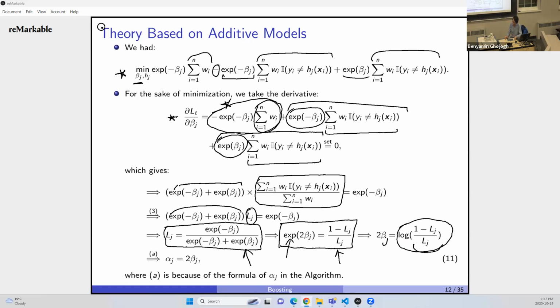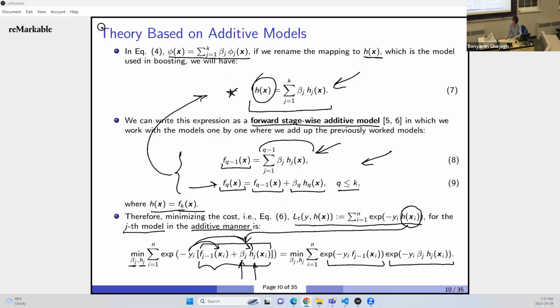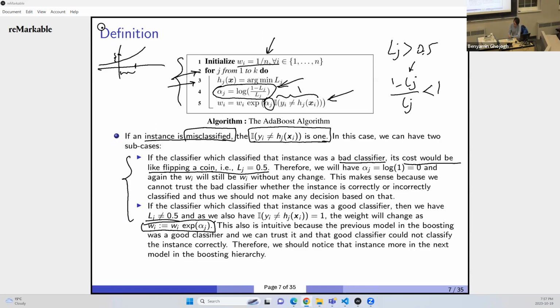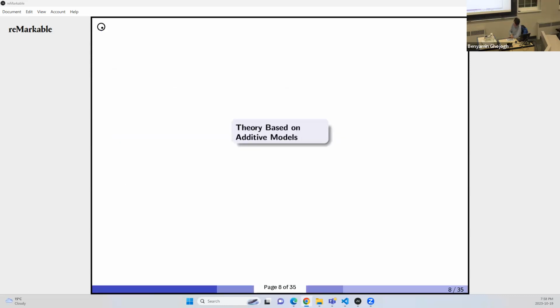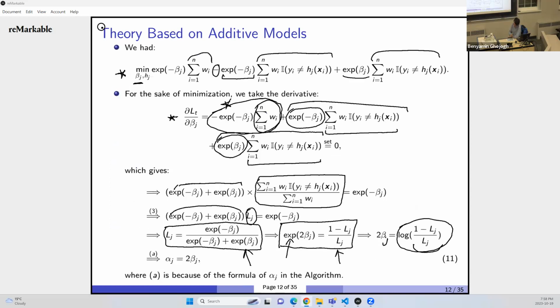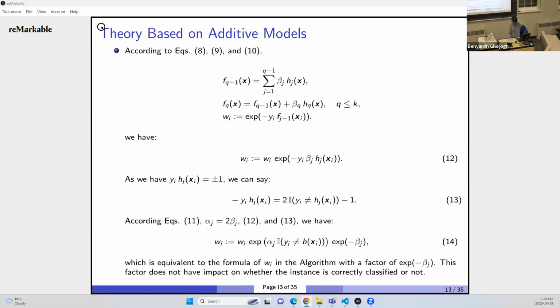Recall the algorithm. Let's go back and see the algorithm. This is according to line 4. It's alpha j. Did you see that? Let's go back to where we were. As a result, alpha j equals 2 beta j. Yes? So far clear? I know it's a bit lengthy, the proof, but at the end it blooms. Okay, let's listen. So consider equations 8, 9, and 10 that we had. I'm repeating them here.